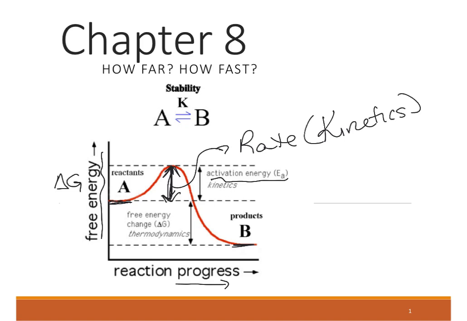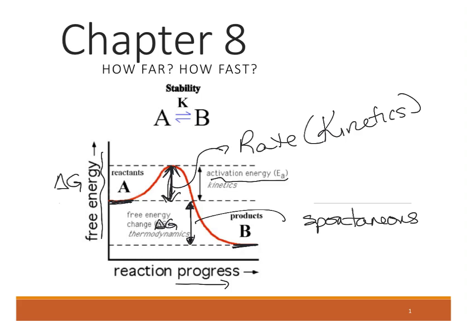All right, so now the difference in free energy between the reactant and product, so delta G, is information we've talked about before. That tells us whether or not a reaction is spontaneous. Delta G does not tell us anything about how fast or slow.